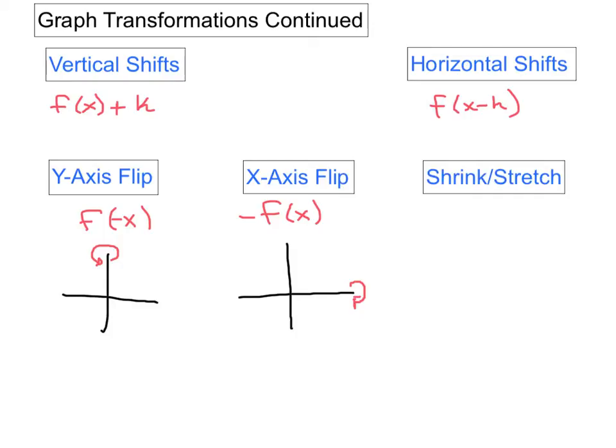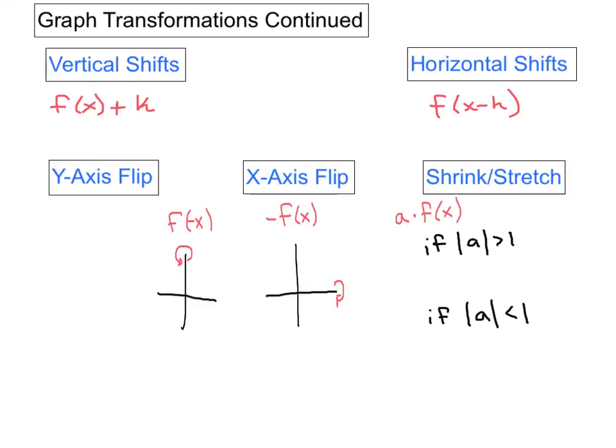And a shrink or stretch. So it's still a number being multiplied to the function. So let's just do a times f of x. So if the absolute value of a, meaning the distance away from 0, is bigger than 1, it's going to be a stretch. That means it's going to make the graph taller and more skinny, just like if you would stretch out a piece of Play-Doh.